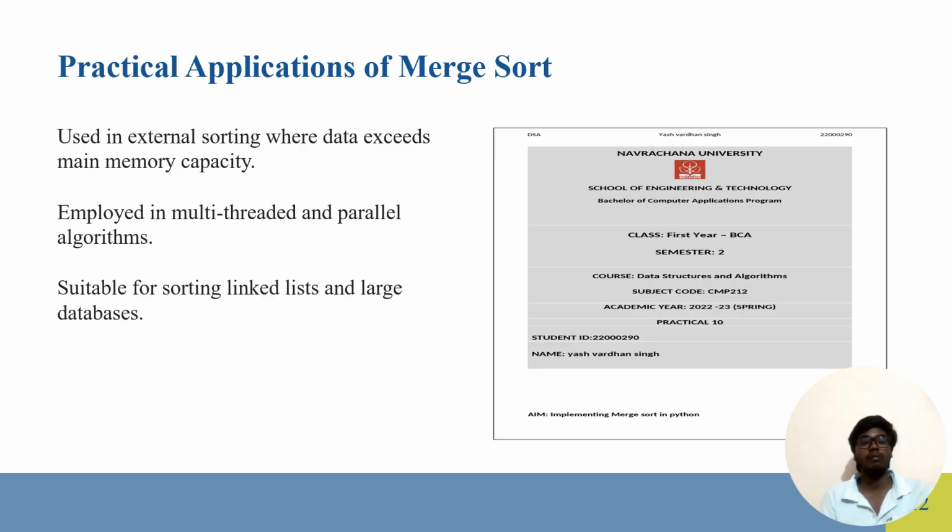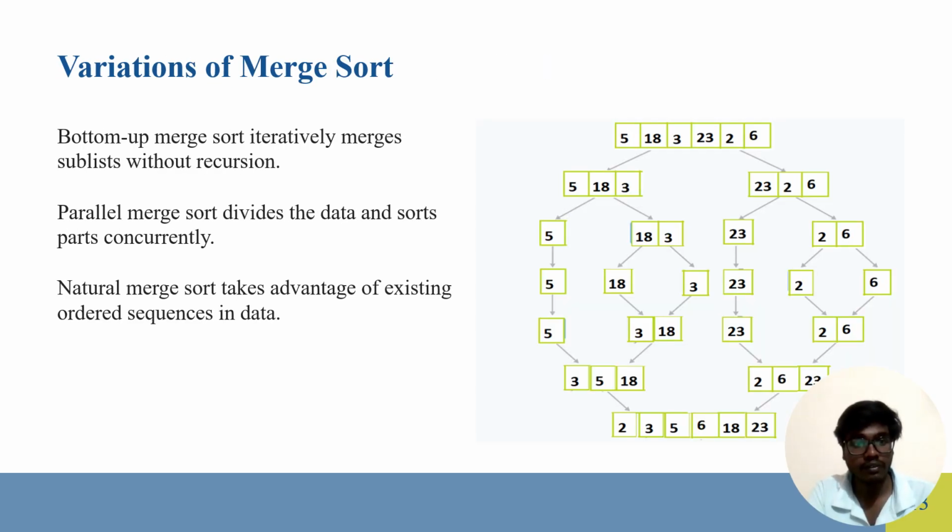Here we can see the practical application of merge sort, where it is used in external sorting where data exceeds main memory capacity, employed in multi-thread and parallel algorithms, and also it is suitable for sorting linked lists and large databases. Then we can go for the variations of merge sort.